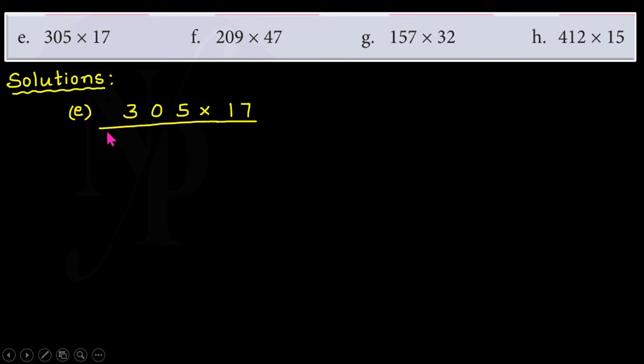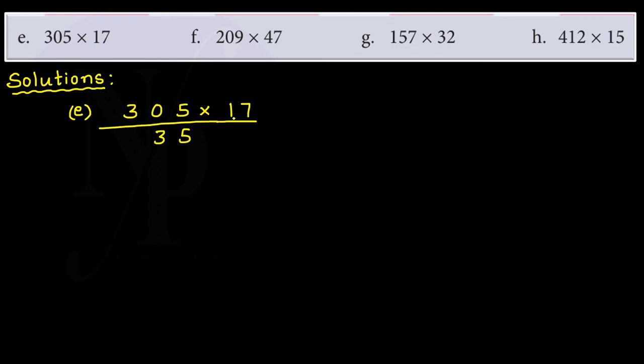Next question. E, we have 305 into 17. Let's rewrite this question and solve. Here I have rewritten the question 305 into 17. Let's multiply now. So we multiply by 7 first. So 7 5s are 35. So I write 35 here because this digit is 0.